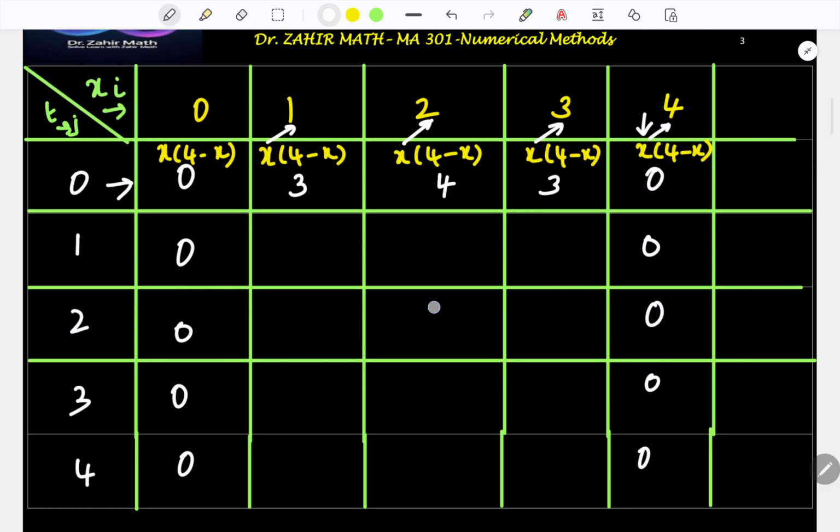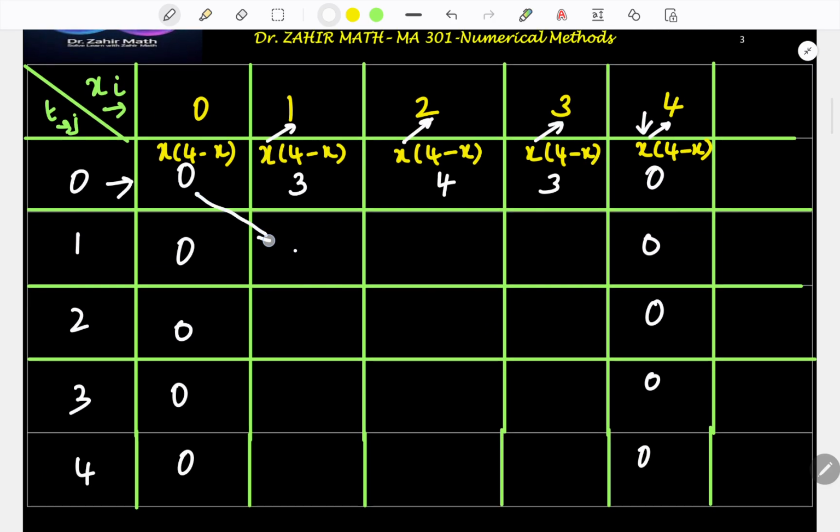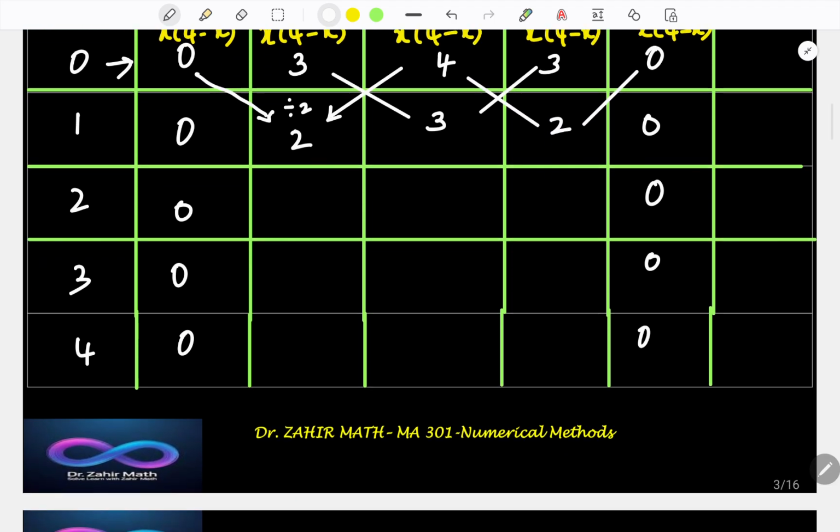Right? So in this way, if I want to fill up this one, add this one and this one divided by 2. 0 plus 4 divided by 2 is what? 2. Divided by what? 2. Keep in your mind. And take this value and this value. 3 plus 3 is what? 6. 6 divided by 2 is what? 3. Take this value 4 and 0. Divide by 2 is what? 2. Right? To fill up this, take this value and take this value. So 0 plus 3 is 3. 3 divided by 2 is what?